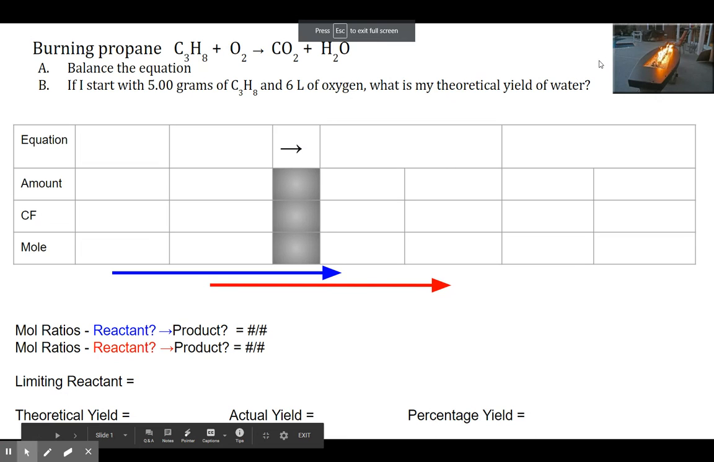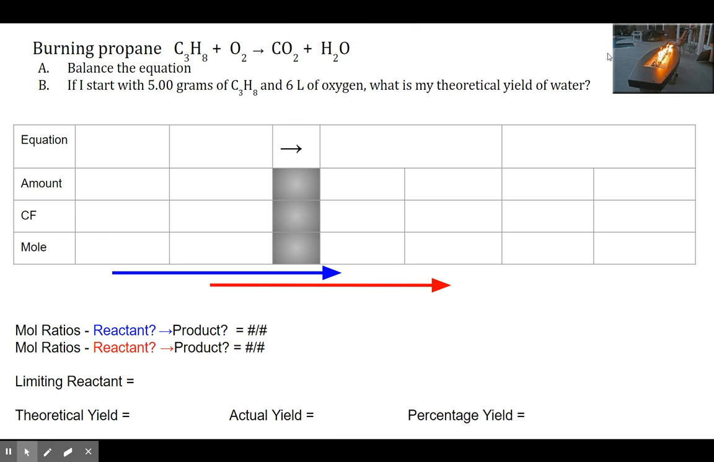Hello, in this presentation, we're going to show you how you can use Bill's box to solve for the amount of product you can make from a chemical reaction. In this case, we're going to burn propane, which is C3H8, and oxygen.